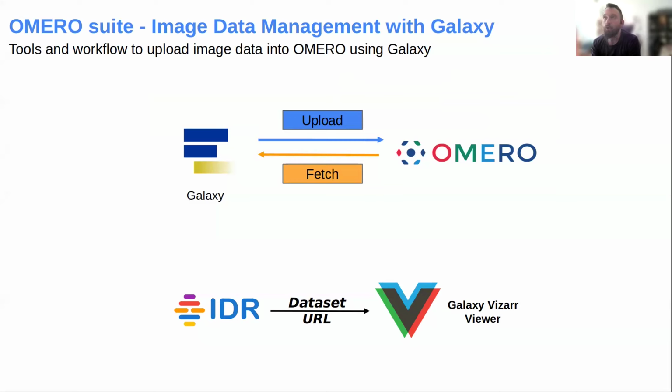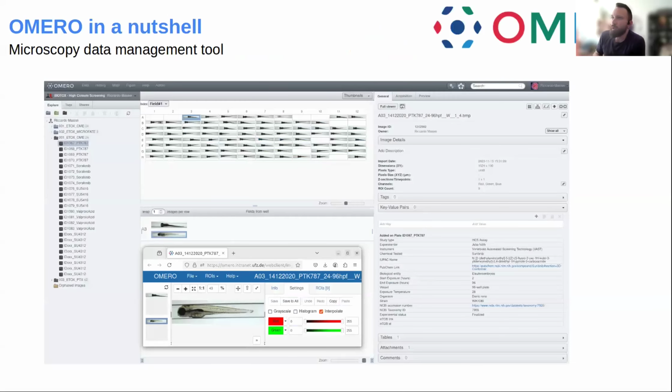So how to perform analysis, image processing, but also integrate a tool that allows you to take care of your image metadata and upload it specifically into OMERO. I will show how to use Galaxy to upload and fetch data from OMERO, and I will also show how to use the Galaxy Visual Viewer in order to visualize OMERO directly on Galaxy. And I will take a dataset that is now stored in EDR.